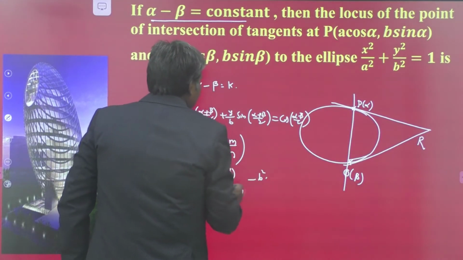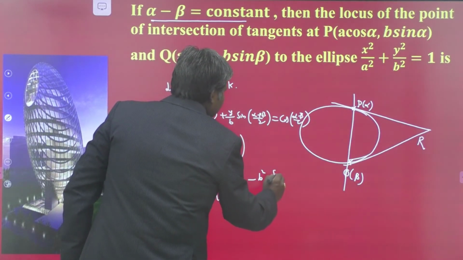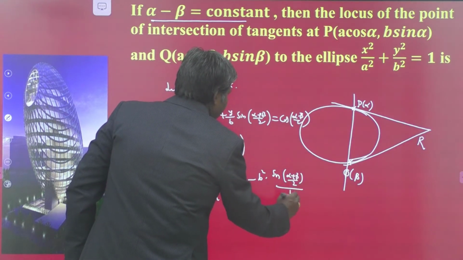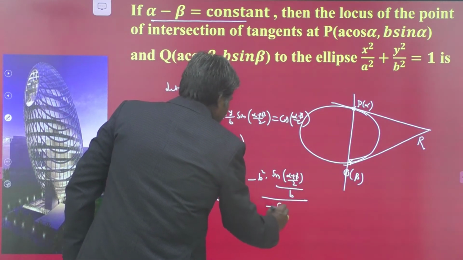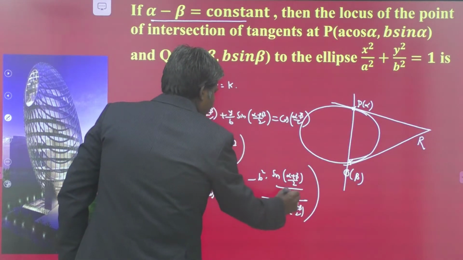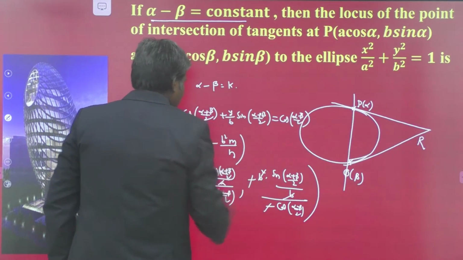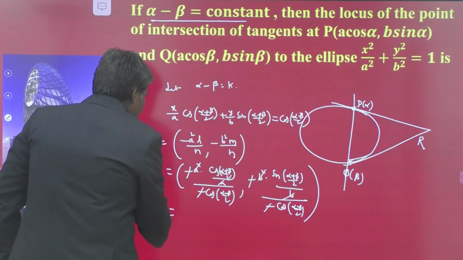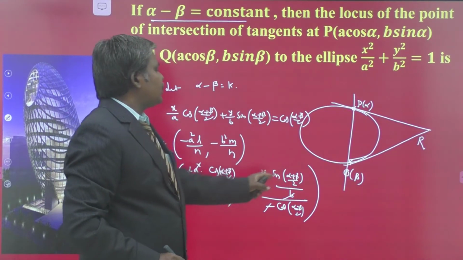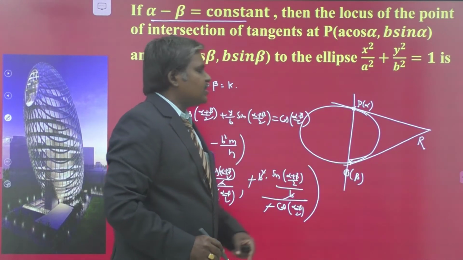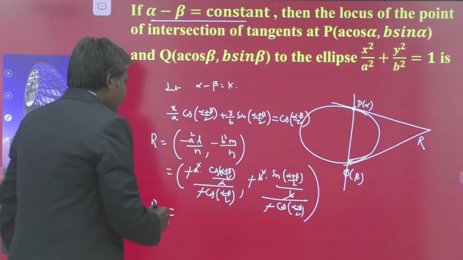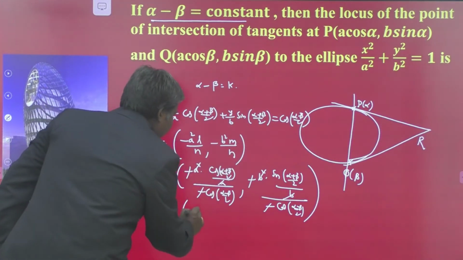Minus b square, m means what? Sin alpha plus beta by 2 by b by minus cos of alpha minus beta by 2. BB gets cancelled, minus minus also gets cancelled. So dear students, you can remember this formula, the formula for the point of intersection of tangents drawn at P of alpha and Q of beta. Don't forget, this is a very important formula for you.